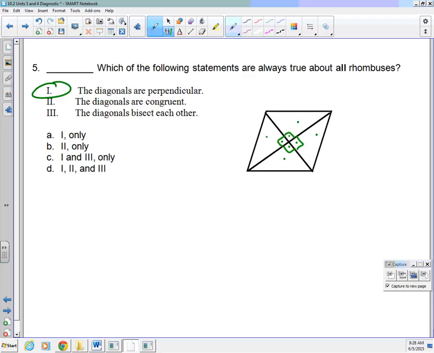Diagonals are congruent. Well, I hope that you see there's a short diagonal and a long diagonal. If you're not sure about that, you could draw a really stretched out rhombus like this.